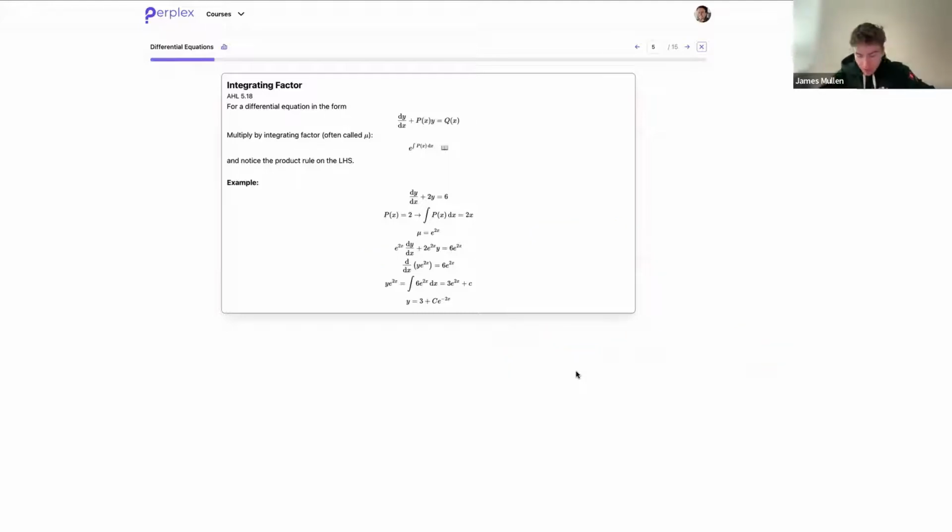Now, once we have d by dx of something equal to something on the other side, I can integrate both sides. And then y e to the power of 2x is the integral of 6e to the 2x. And 6e to the 2x when I integrate is just 3e to the 2x plus c, okay? And therefore y, the general solution, if I divide both sides by e to the 2x, is going to be 3 plus c e to the negative 2x.